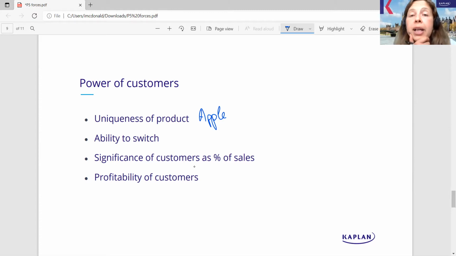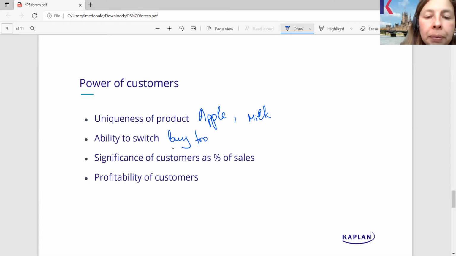But if you're buying something standard, for example, if you're going to buy some milk, it looks exactly the same in whatever bottle it comes in. So if the milk is standard, you can shop around and find the price that suits your budget. Your ability to switch means you are able to come and buy from any provider.